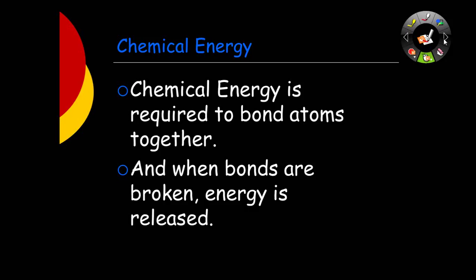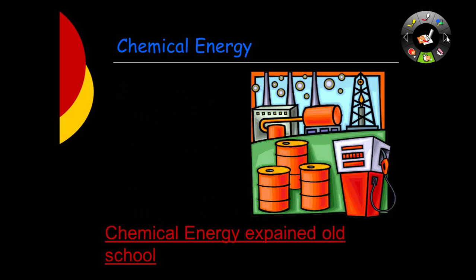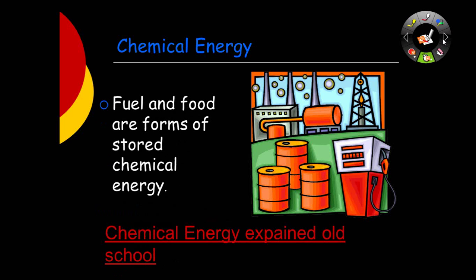Chemical energy. Chemical energy is required to bond atoms together. Okay? We get chemical energy when we break atoms apart, and we get chemical energy when we bring them together. When these bonds are broken, or when these bonds are formed, we can get chemical energy. You get chemical energy from the food that you eat as well. Fuel and food are forms of stored chemical energy.